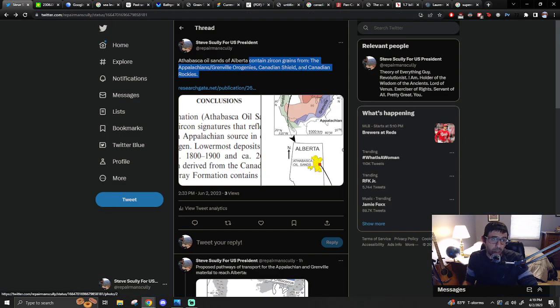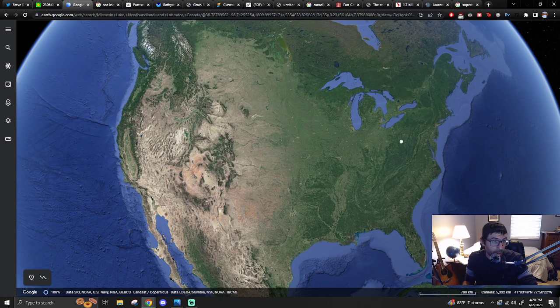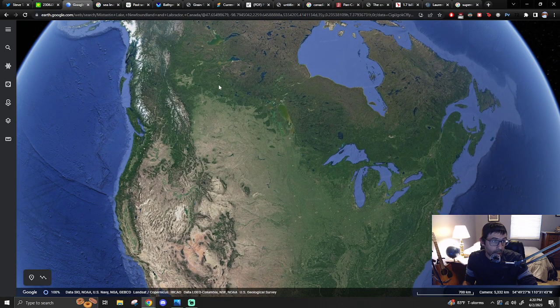This is the first time. So what I did today was I looked for Canadian Shield zircons in other places, and I found them here in Alberta, which is somewhat reasonable. But more interesting with Alberta is the presence of not just Canadian Shield zircons, but also Appalachian and Grenville zircons, all the way over here somewhere, pretty far away, something that needs explaining.